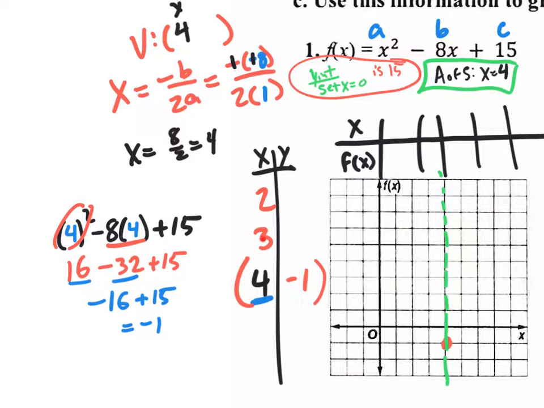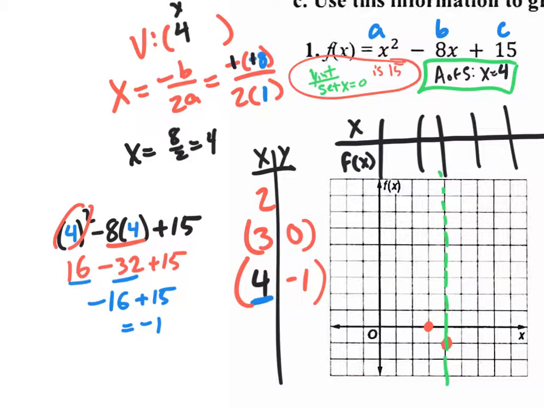So when I plug in 3 into my x's, I want to do this in my head because I'm running out of space here. 3 squared is 9. 8 times 3 is 24. 9 minus 24 is negative 15. And then negative 15 plus 15 would be 0. Maybe it's not a good idea to do it in your head. Anyway, (3, 0) is a coordinate. 1, 2, 3, 0. Put a dot right there.